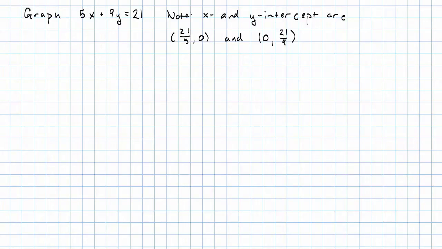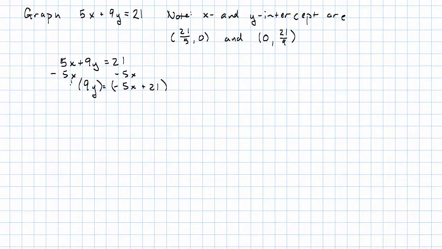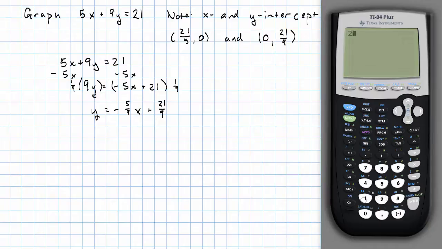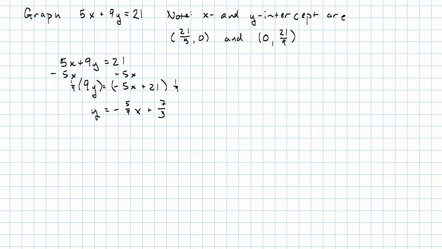So maybe it would occur to us to use the slope-intercept form. We'll solve for y. 5x plus 9y is 21. We'll subtract 5x on both sides, and we'll get 9y is negative 5x plus 21. Multiply both sides by 1/9, and we'll get y equals negative 5/9 x plus 21/9. And we could simplify 21/9 if we liked. 21/9, there it is as a decimal. There it is as a fraction, 7/3. But that's not really a whole lot better, is it?